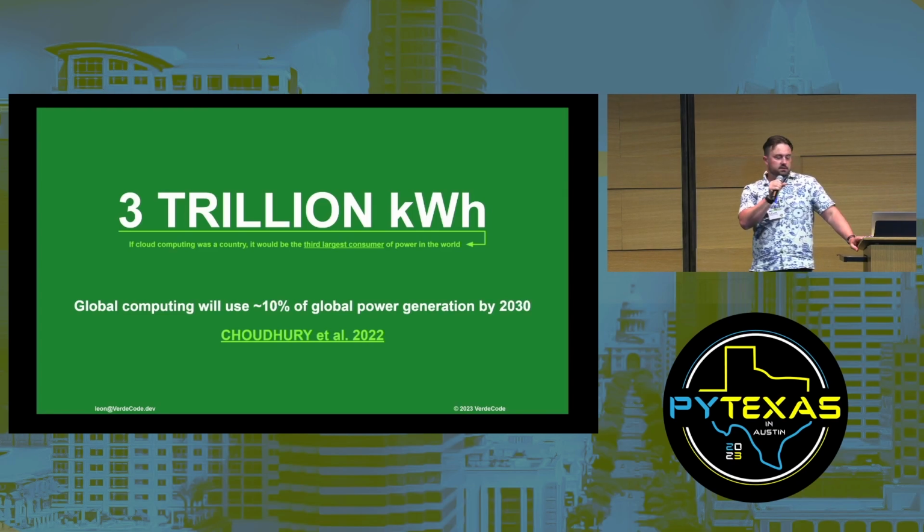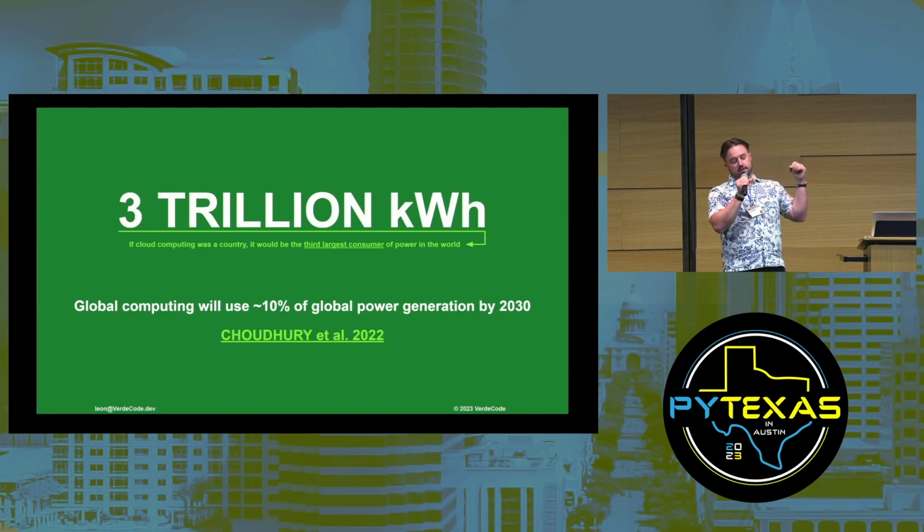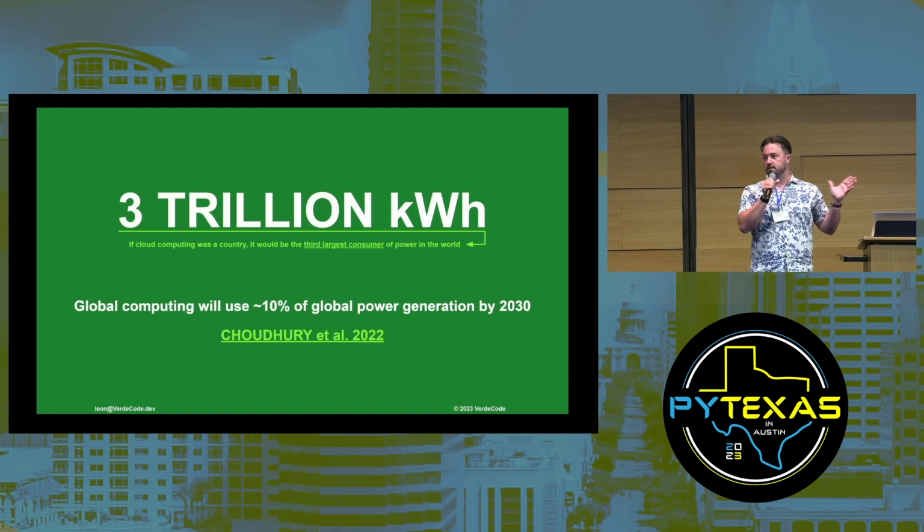All right, so to give you a bit of context to why we should even care about green software: global computing, according to Chow Harry et al. 22, is going to use about 10% of all the power in the world, which is honestly mind-boggling. If global computing was a country, it would be the third largest consumer of power in the world. It would go China, America, and then global compute. And this study was done before ChatGPT blew everything up, right? So this could well be 20% at this point.